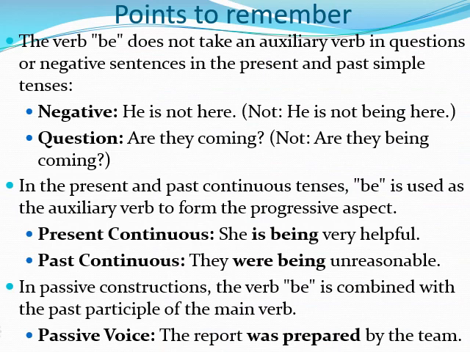Now, here are some pointers to remember about the verb be. And when I give you examples, just focus on the right way to say things. Sort of ignore the wrong way to say things so it doesn't get stuck in your head. Now, the verb be does not take an auxiliary verb in questions or negative sentences in the present and past simple tenses. So, for example, in the negative, he is not here. That's the way you say it. He is not here. Don't say he is not being here. Ignore that. Don't say that. Say he is not here.